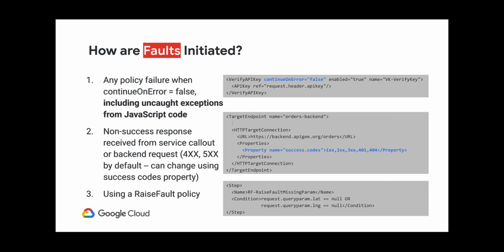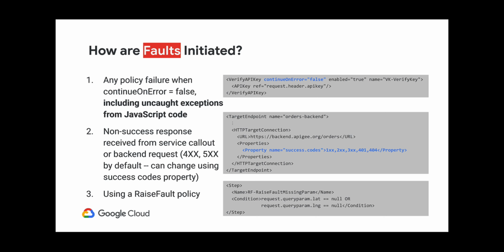Faults can be initiated in several ways. The first one is any policy failure when the continue on error flag is set to false, which is often the default, including uncaught exceptions within JavaScript code. The second one is a non-success response. This could be a 400 or a 5xx status code by default received from a service callout or from a backend request. You can customize which status codes are treated as faults using the success codes property in the target endpoint.